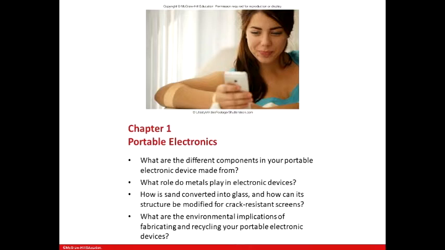What are the environmental implications of fabricating and recycling your portable electronic devices? Because there are consequences to not recycling these devices, and you will learn a lot about that. Again, the pace of this particular recording is a bit faster than you would actually get in the live lecture.